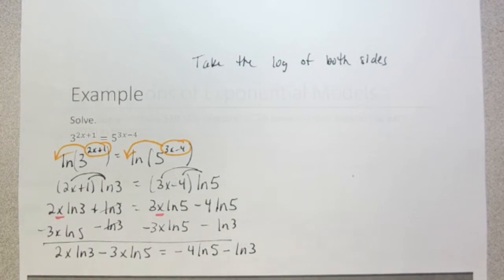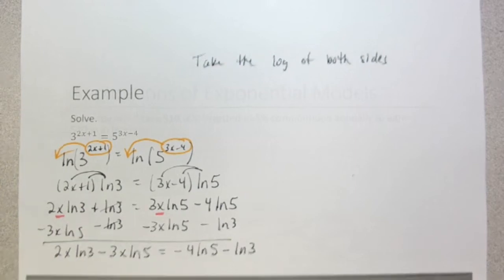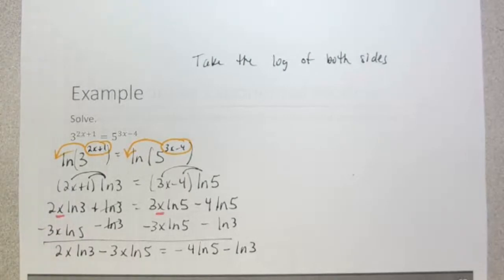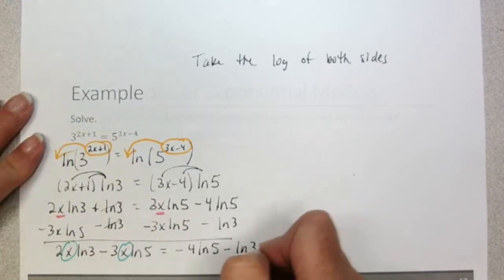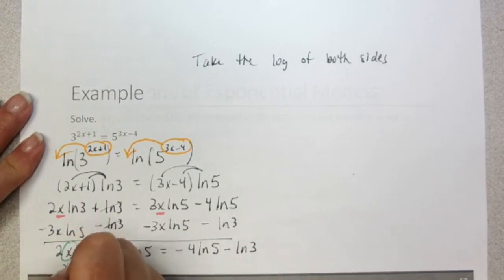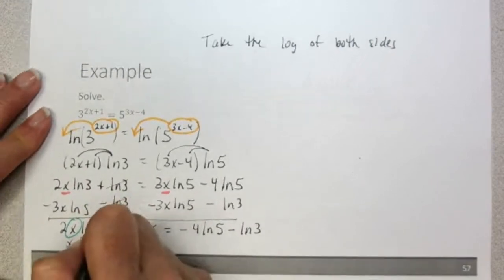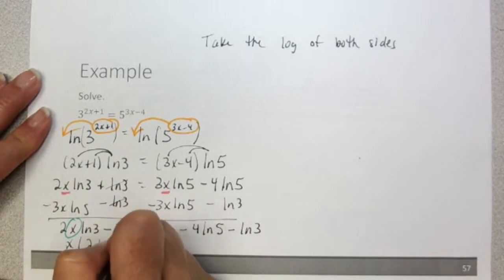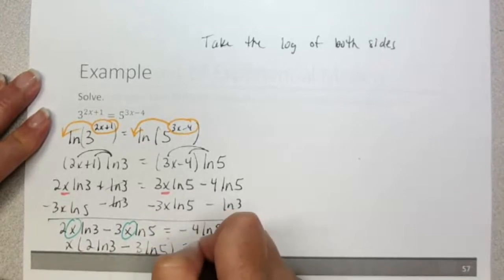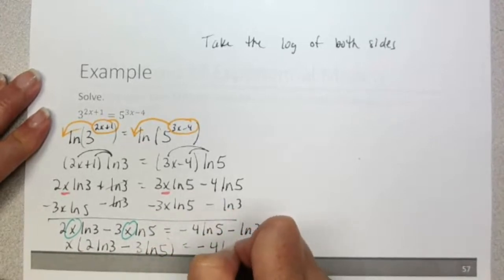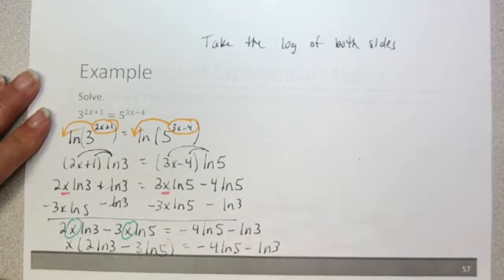Now how do I proceed to solve? I can't combine them. They're not like terms. I mean, I could approximate. I could put that in the calculator, 2 and 3, and approximate a decimal, but I don't want to do that. I want an exact answer. So you know what I'm going to do? I'm going to factor out an x. There's one here, there's one here. So let's factor that x out. When I factor that x out, I get x times 2 times the natural log of 3 minus 3 times the natural log of 5, which of course is still equal to negative 4 times the natural log of 5 minus the natural log of 3.